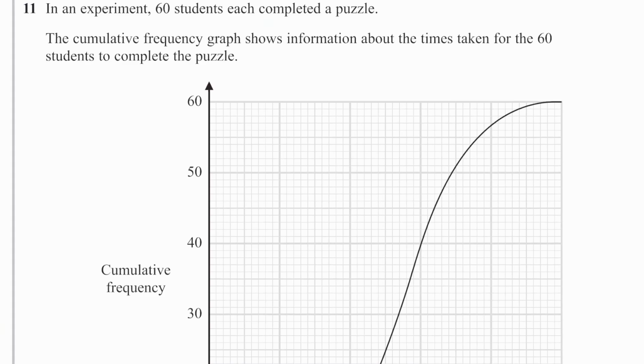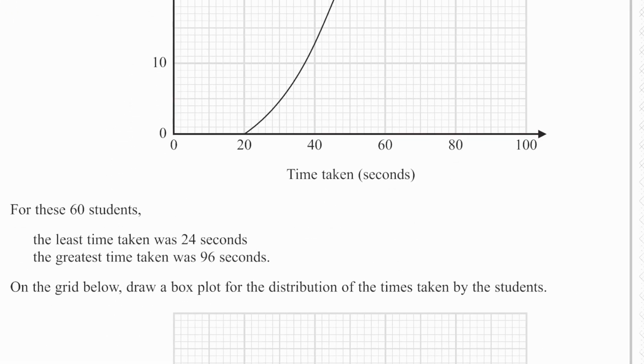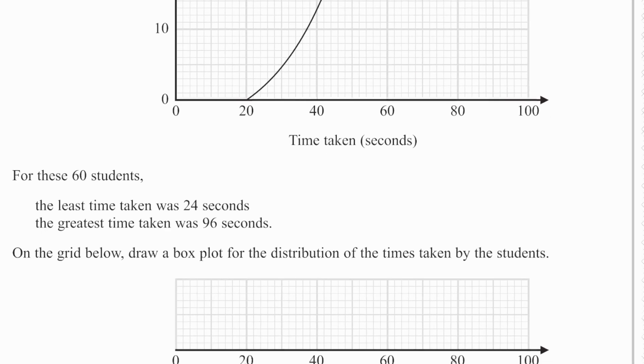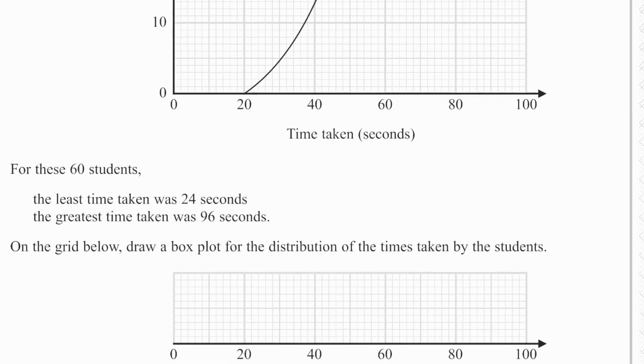Question 11. In an experiment, 60 students each completed a puzzle. The cumulative frequency graph shows information about the times taken for the 60 students to complete the puzzle. For these 60 students, the least time taken was 24 seconds. The greatest time taken was 96 seconds. On the grid below, draw a box plot for the distribution of times taken by the students.